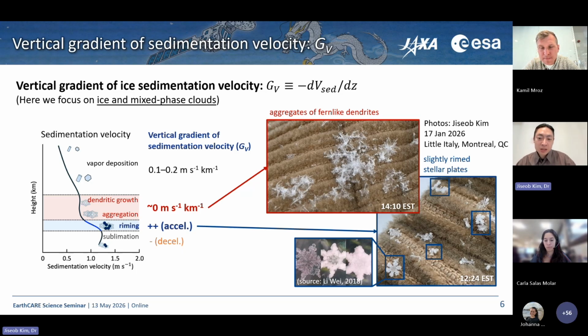Then after lunch, I observed a dendritic aggregate instead. These particles were very loosely connected. So in this case, particle size increased efficiently, but the mass increase is relatively small. So basically, what we want to investigate is how these different growth processes appear in the sedimentation velocity gradient.